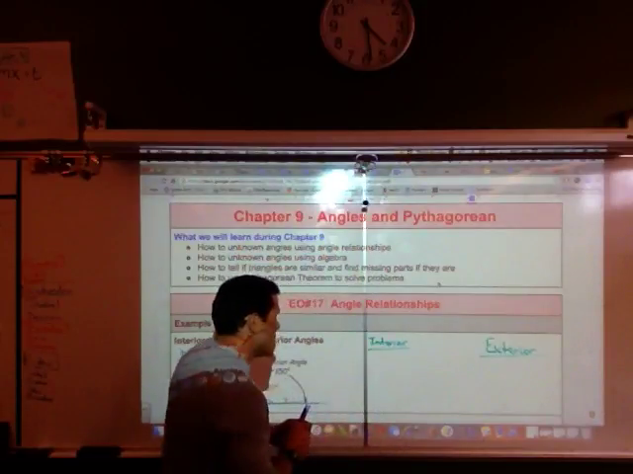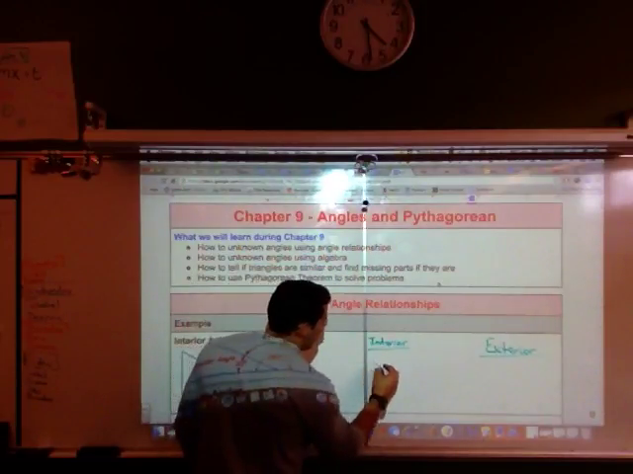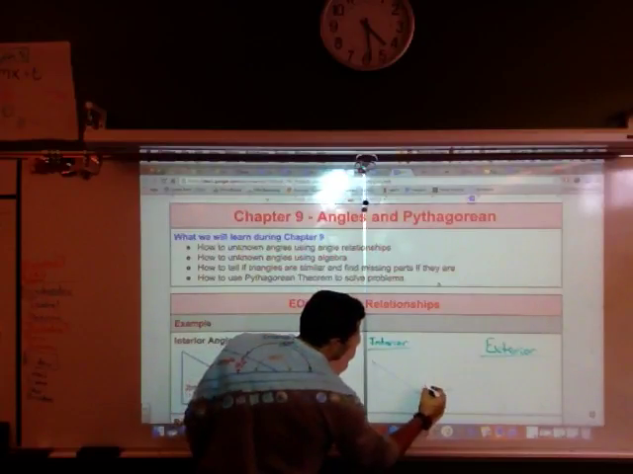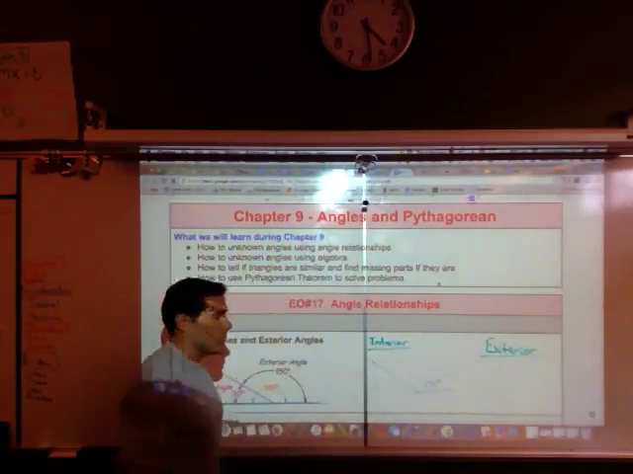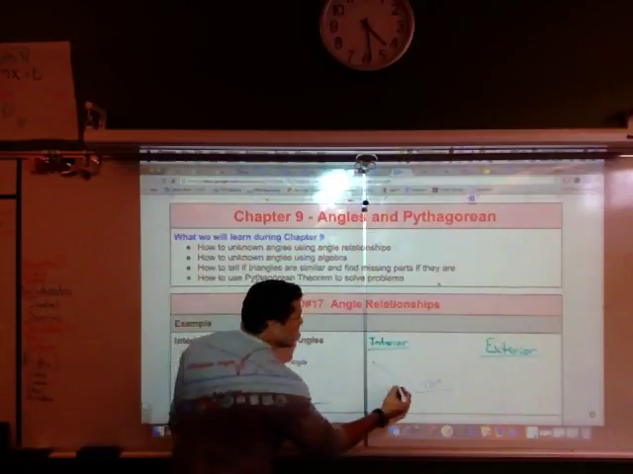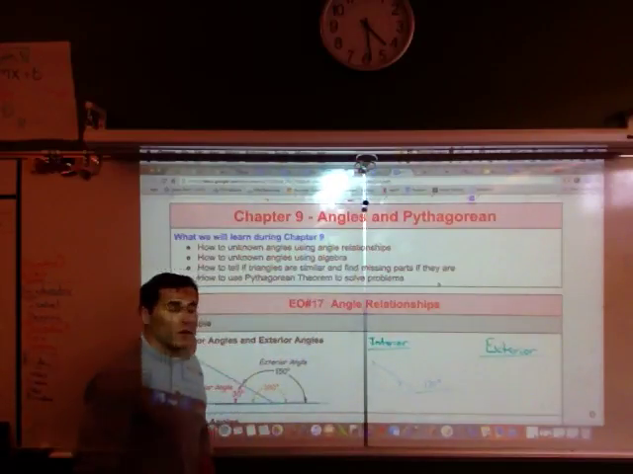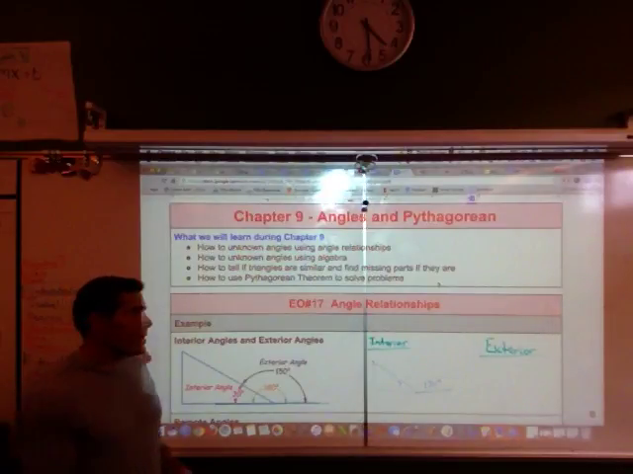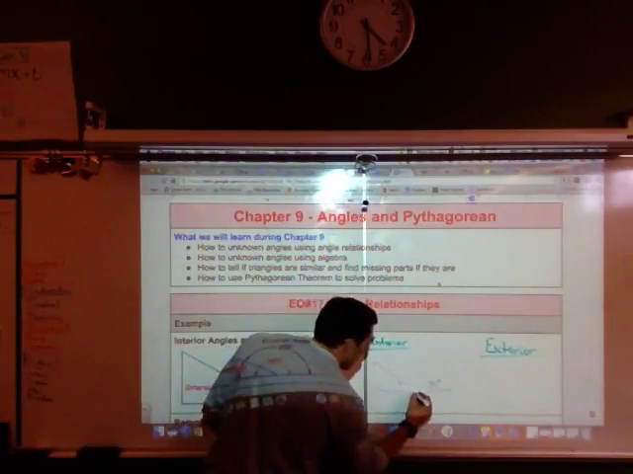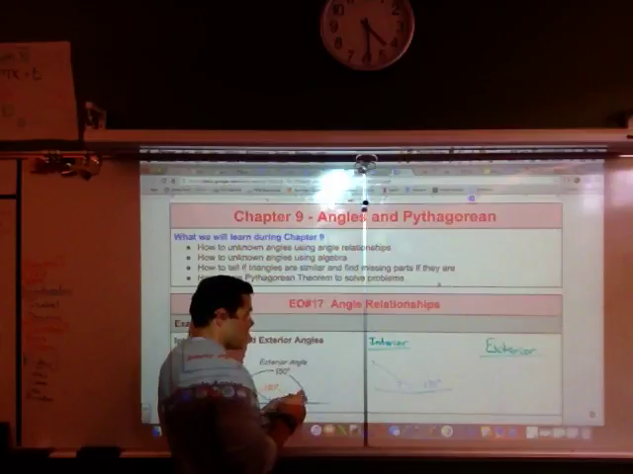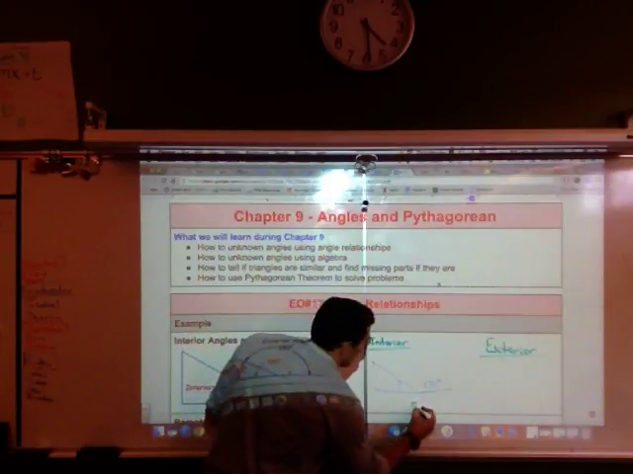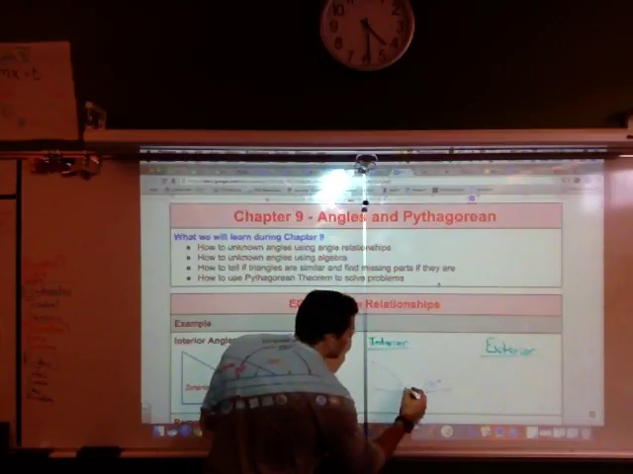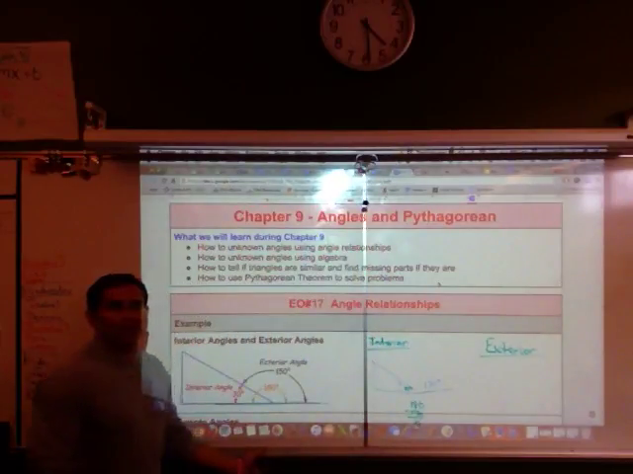So interior, if I give you this triangle and I tell you that this is 170 degrees right here, you should be able to find out what this guy is. Because it's 170 degrees on the outside, that means together this straight line should be 180. So 180 minus the 170 leaves a remaining 10 degrees. So that's 10 degrees down there.